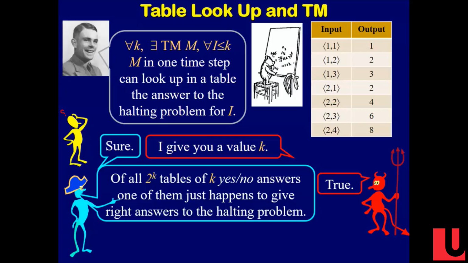Oh, well, I'm imagining that your input is 1, 2, 3, 4 up to K. So the table just has to answer yes, no, yes, no. So there are 2 to the K of them. It doesn't really matter, there's some number of them.